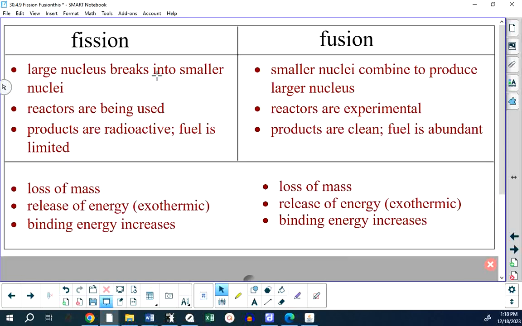But there are some things that are the same. Each of these reactions lose mass. Each of these reactions are exothermic. And each of them involves more stable things being produced, which means the binding energy of the products is always higher. They're held together better. So now, before we grab our calculators and do some calculations, does anybody have any comments or questions about either fission or fusion?